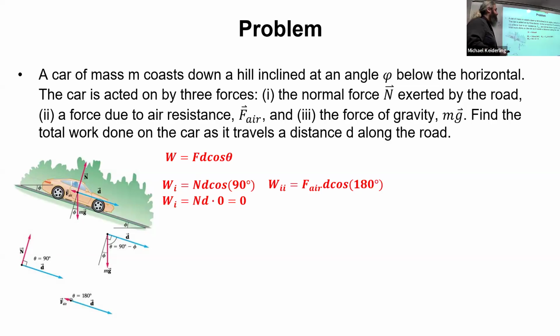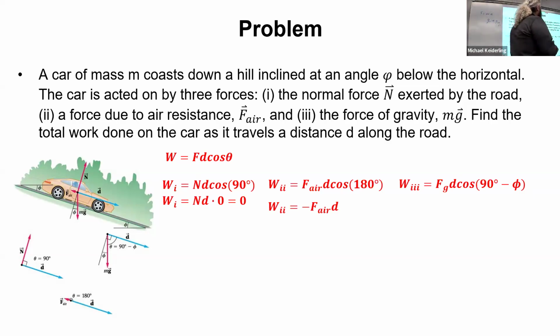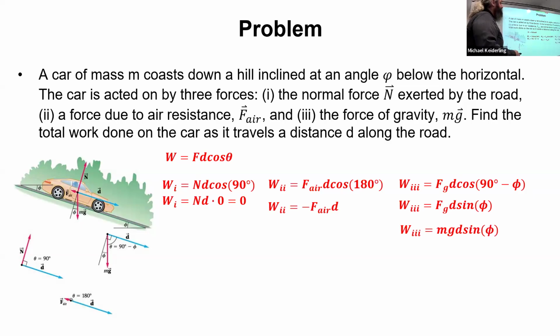Work 2 is the force of the air times the distance times the cosine of 180 degrees. Cosine of 180 degrees is minus 1. So this is minus force air times distance. Work 3 is force of gravity times the distance times the cosine of 90 minus phi. The cosine of 90 minus phi is the sine of phi. That's our first substitution, the trig identity. And force of gravity is mg. So mgd times sine phi.